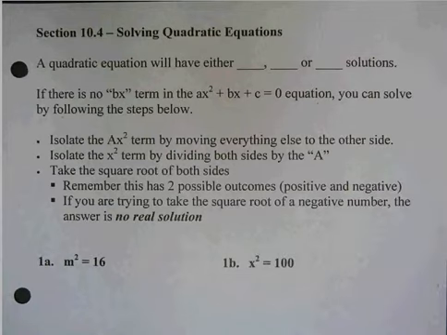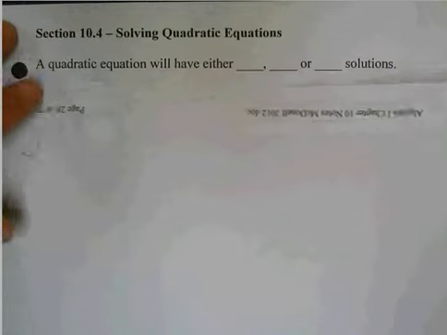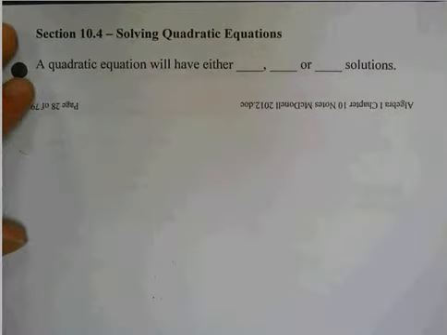Right, so in section 4, we're still talking about quadratic equations. It says a quadratic equation will have either blank, blank, or blank solutions. And here's the premise, just to kick off what we're talking about. A quadratic equation is a parabola. So I'm going to draw you 3 parabolas here.